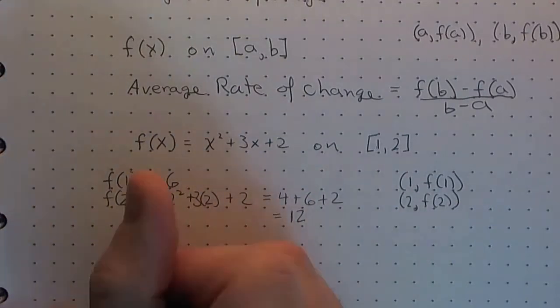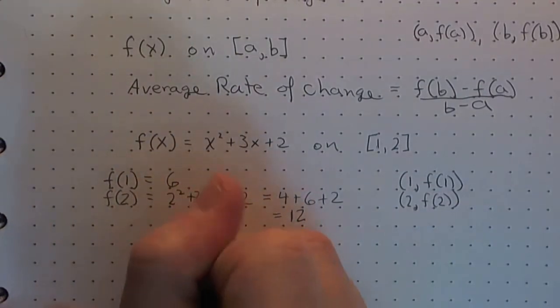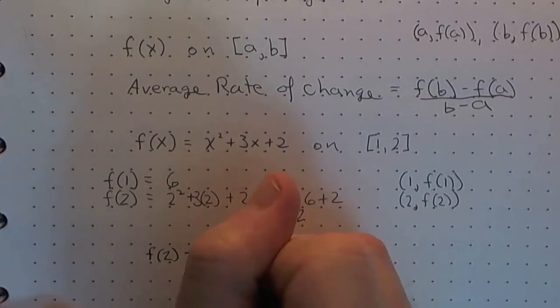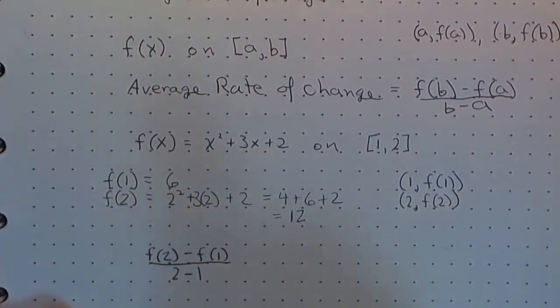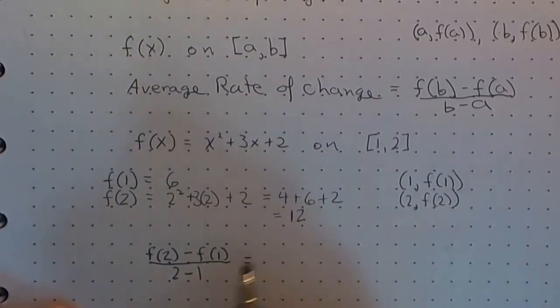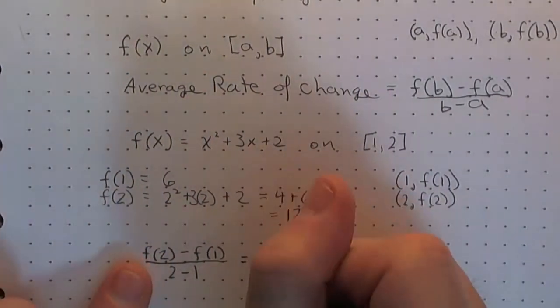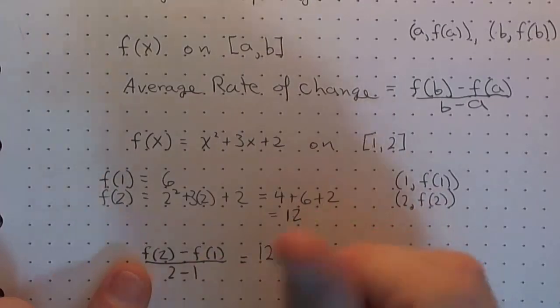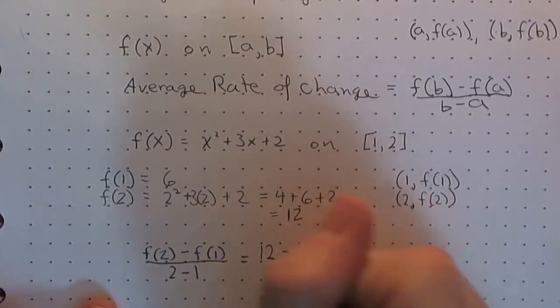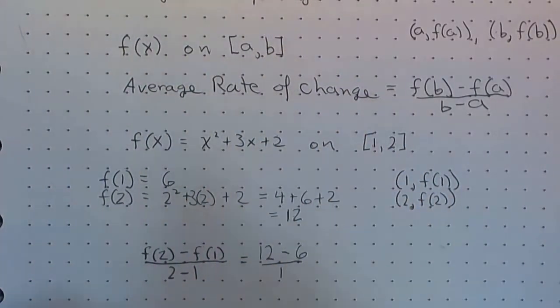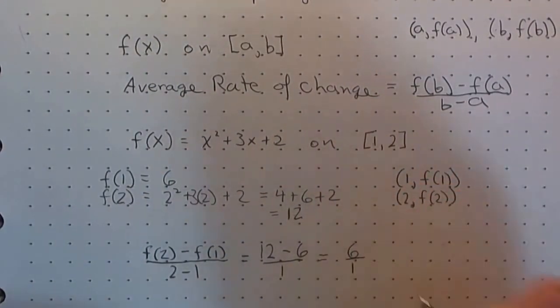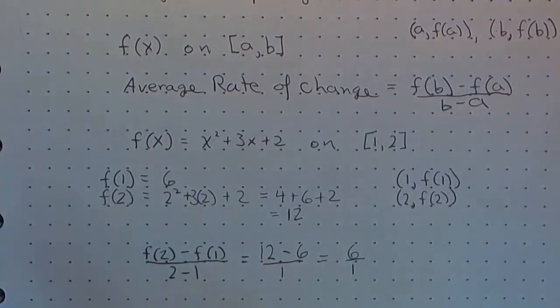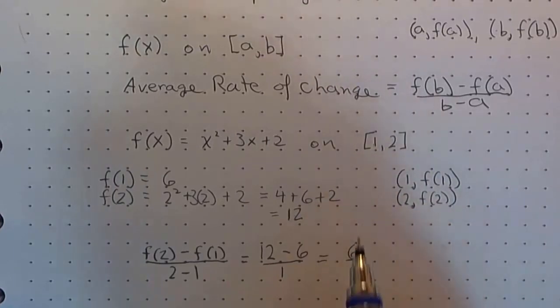Okay? So what we've got to do is we've got f of 2 minus f of 1 over 2 minus 1. Well, let me put all that in. F of 2 is 12. Minus f of 1 is 6 over 1, right? So it looks like that's just going to be 6 over 1. Yeah, there you go. There it is, 6 over 1. That's the average rate of change. That's the way we find the average rate of change.